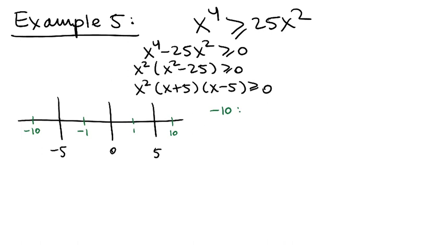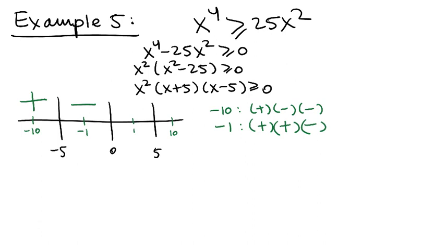When x is negative 10, I'm going to have negative 10 squared is 100, so that's a positive number. Negative 10 plus 5 is a negative number, and negative 10 minus 5 is also a negative. So two negatives, that's making positive. Negative 1. Okay. Negative 1 squared is positive 1. Negative 1 plus 5 is positive. Negative 1 minus 5 is negative 6. Okay, I see one negative, that's going to end up negative.